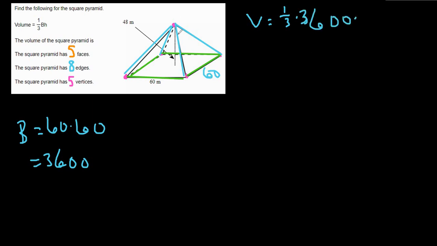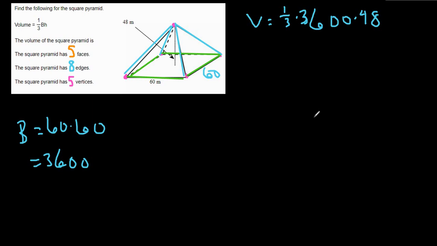And thankfully they give us the height. There's no tricks involved. That's 48. That's the line that goes from the middle of the base to the very top of the vertex of the pyramid. And one thing I do want to point out is don't use 0.33 for 1/3. It's 1 divided by 3.